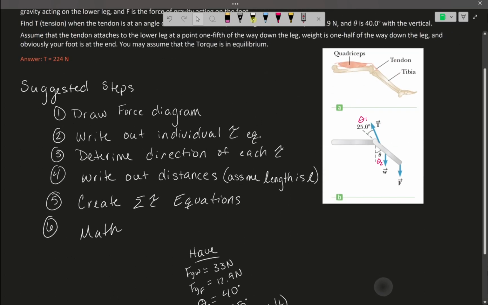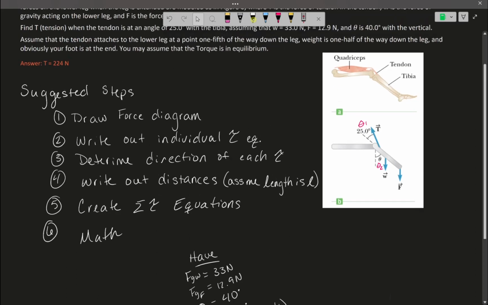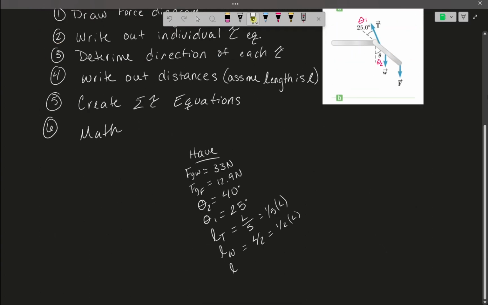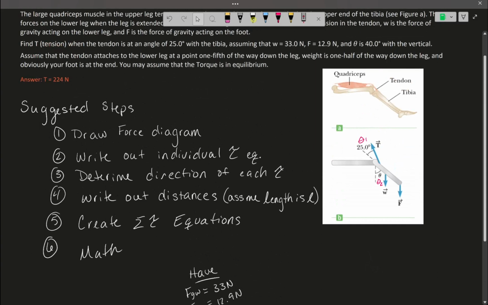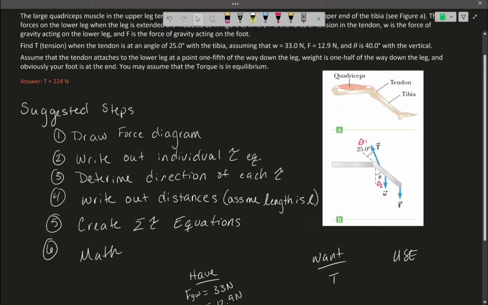The weight of your leg is 1/2 the way down the leg. So the length to the weight of my leg is going to be L over 2, right? Because that's just 1/2 times L. And then my foot is obviously at the end of my leg, right? So L of your foot is just going to be equal to L. And then we are going to want to find tension. So we want tension. And what am I going to use?